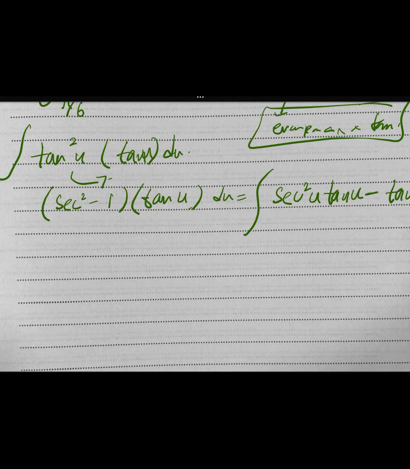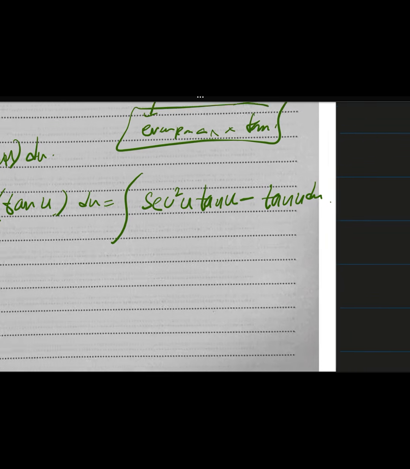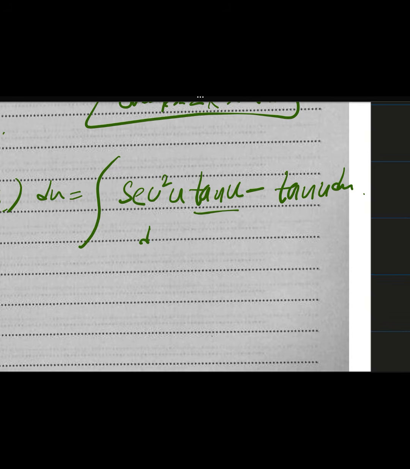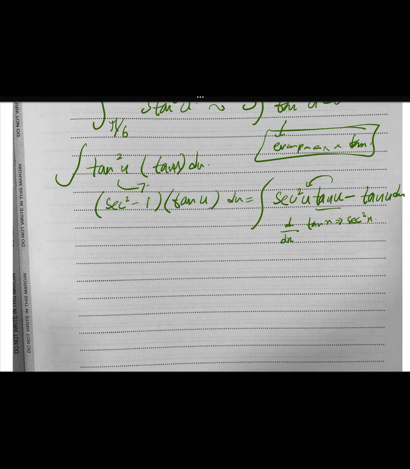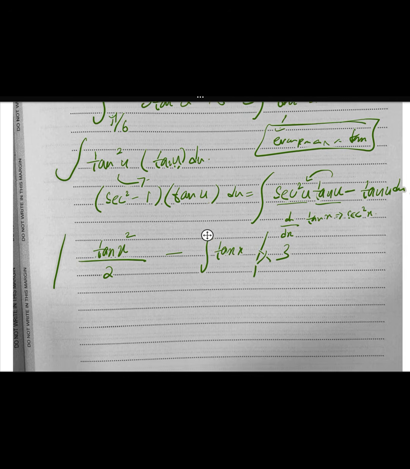So we can integrate both of these separately. If we analyze this, the derivative dy over dx of tan x is equal to secant square x. So again we can use a power rule here. Since the derivative of tan x is present outside, we can take tan x as the operator and apply the power rule, so it will be tan x squared divided by 2, minus the integral of tan x, and then multiplied by 3, and we have the limits as well.